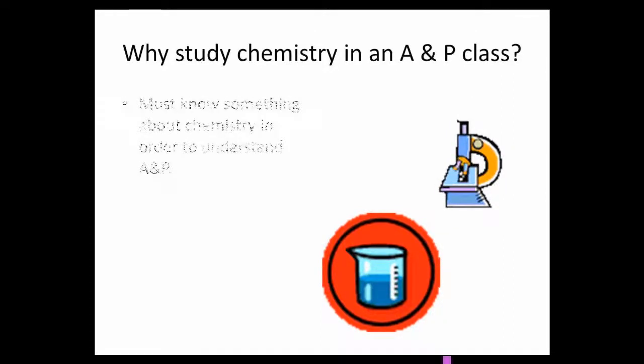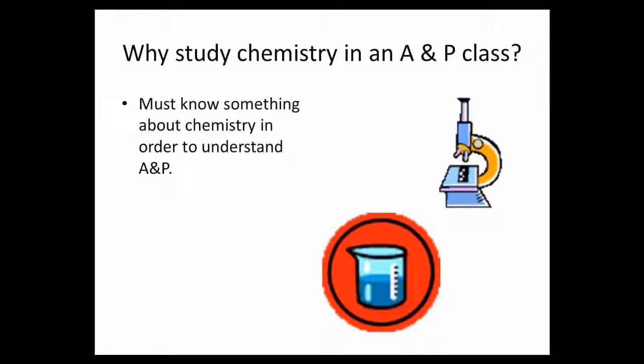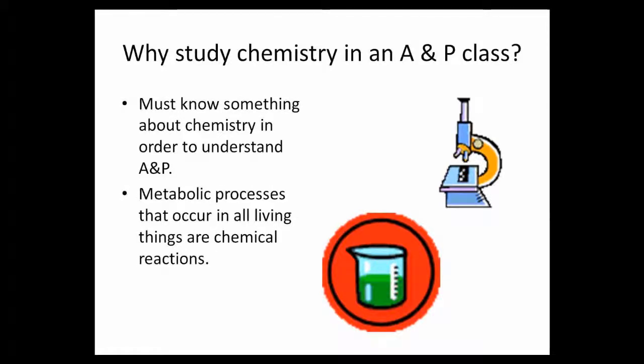We must know something about chemistry in order to actually understand anatomy and physiology. Anatomy is naming those parts. Physiology is how do those parts function. And typically we're studying how they function at a chemical level. Metabolic processes that occur in everything that's considered living are basically chemical reactions. So in order for your body to do the things it does, chemistry is involved.